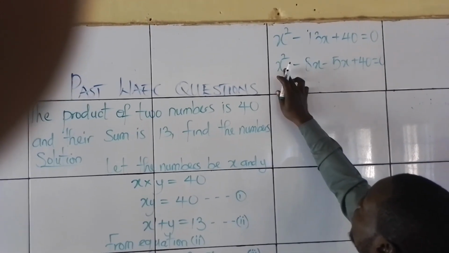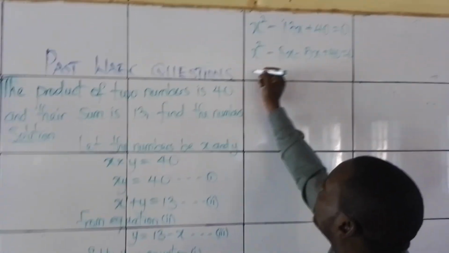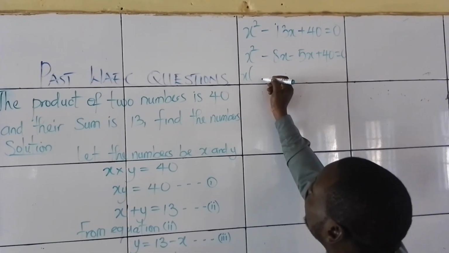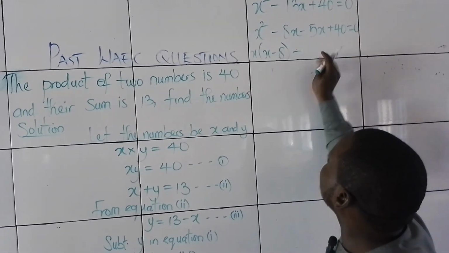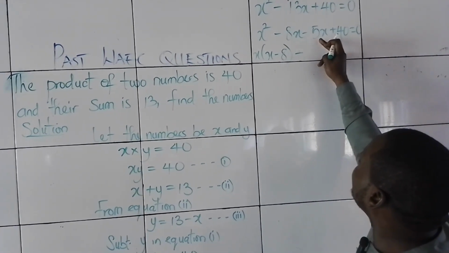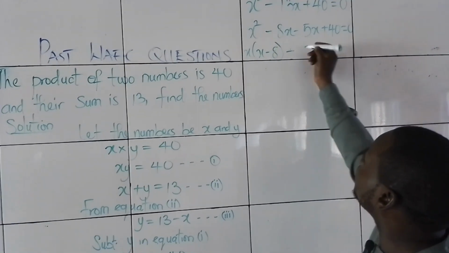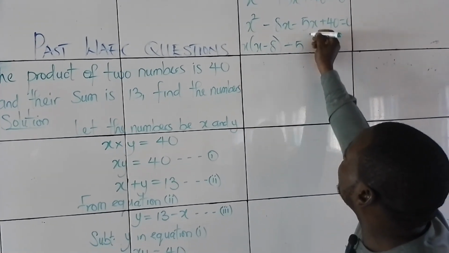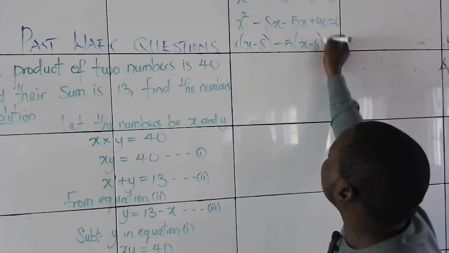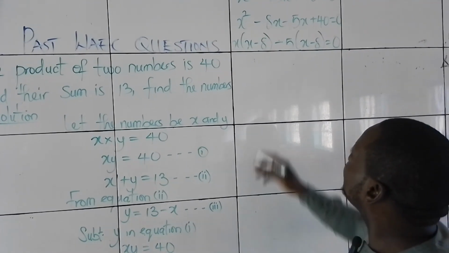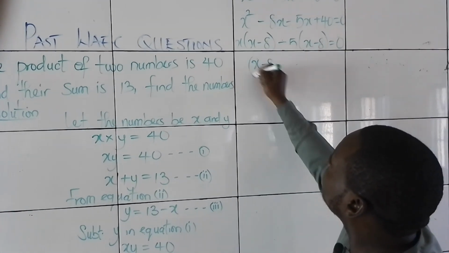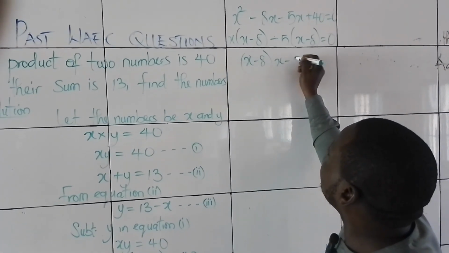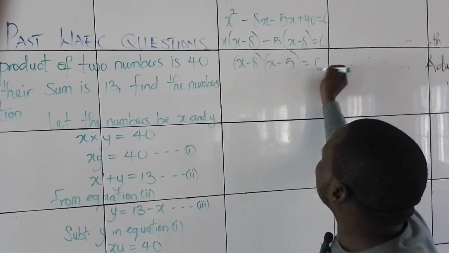So from here we factor out what is common. What is common between x squared and minus 8x? x is common, so you factor it out. Then we have x minus 8, minus, what is common here? 5, because 5 can go in itself and it can also go in 40. So we have minus 5 open bracket x minus 8 equals 0. So from here, we can write it as x minus 8, x minus 5 equals 0.